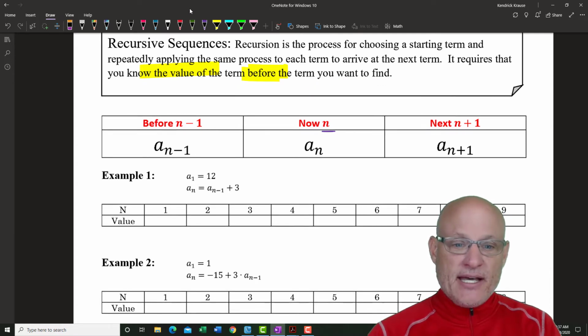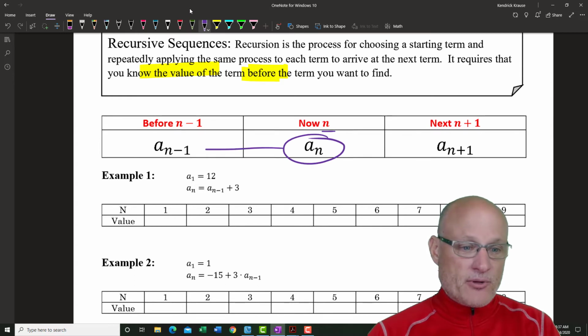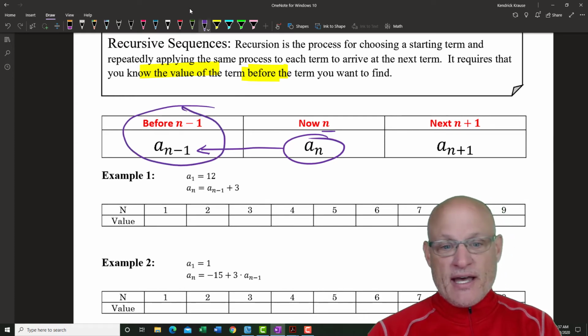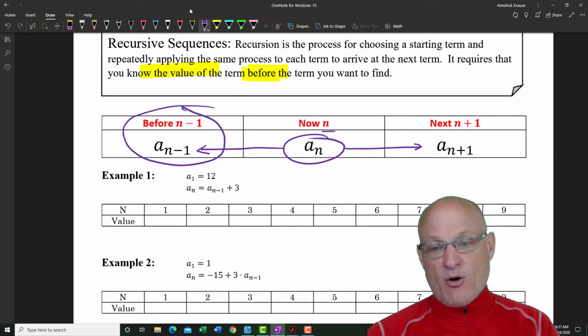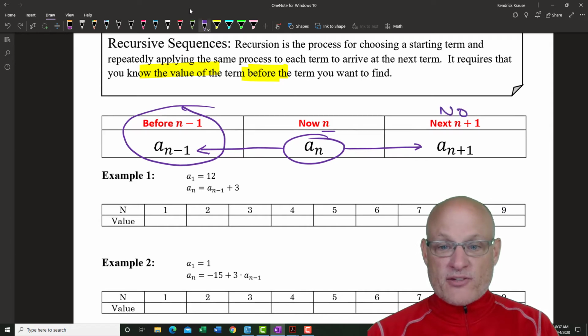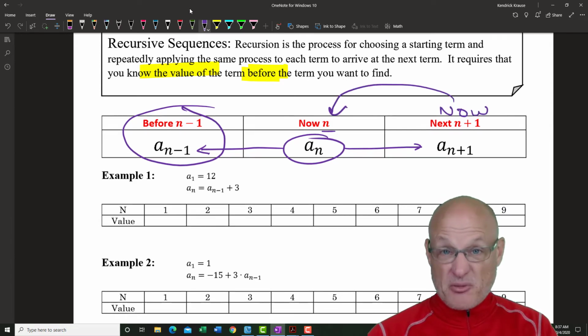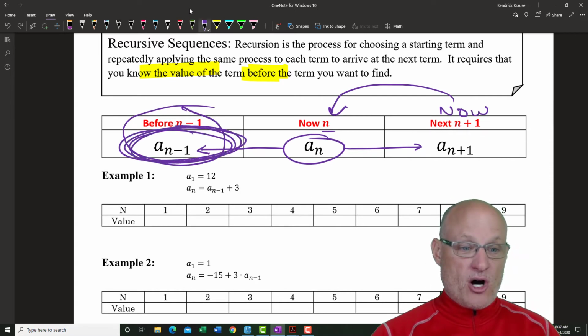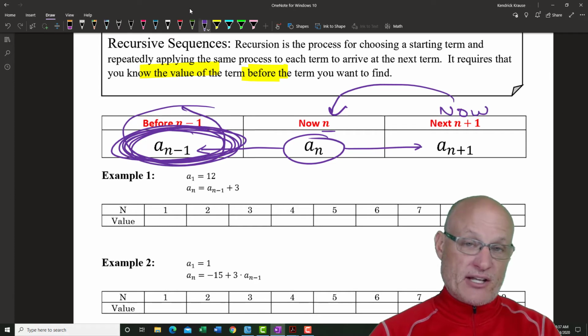So the current term we're on is always a sub n. A sub n is the current, or now. A sub n minus 1 is the one before it, which is the one we always have to know, and then a sub n plus 1. Now, what if I was at n plus 1 and said this was now? Well, the previous term would just be a sub n. Usually you're going to see this as the previous term, almost exclusively, but it's not every single time.